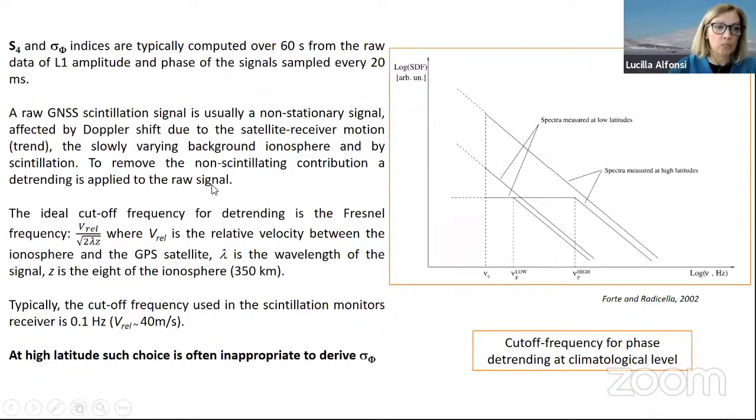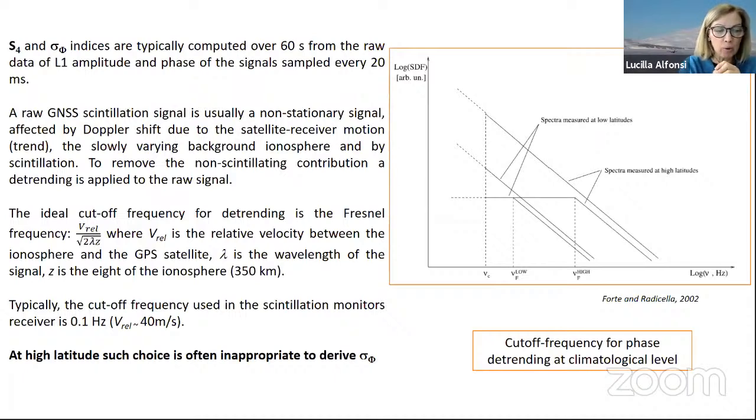And why do we have to detrend the signal for phase scintillation assessment? Simply because the signal is non-stationary, because it is affected by the Doppler shift due to the satellite-receiver motion that induces a trend, and by the slowly varying background ionosphere and by scintillation. So we have to detrend the signal to extract the necessary information.